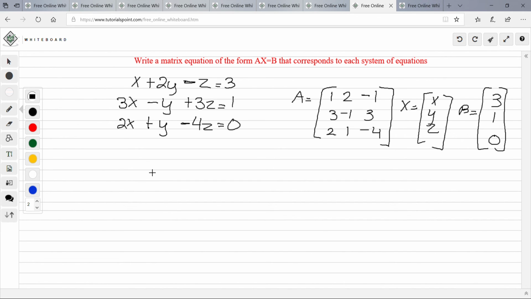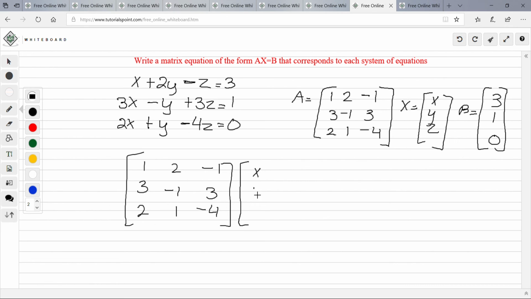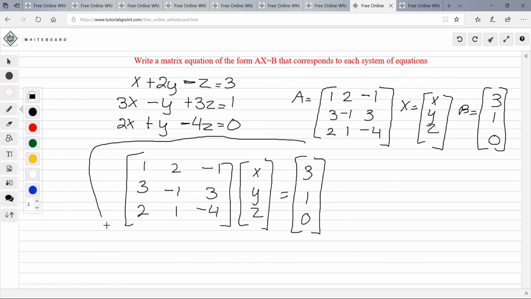So it's pretty self-explanatory. It's going to be 1, 3, 2, 2, -1, +1, -1, 3, -4, and then our matrix X is just the variables, so it's going to be x, y, z, equals B, which is this 3, 1, 0. And this is your final answer, this whole thing.